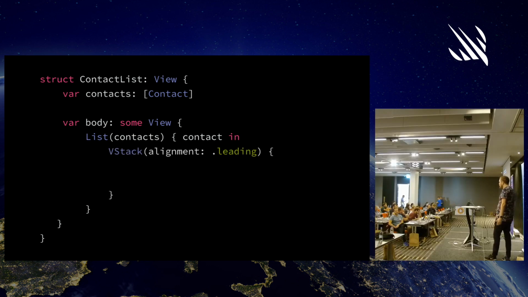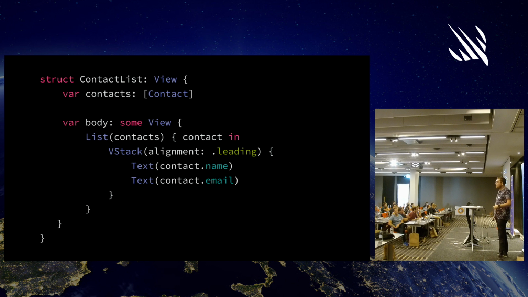So to do that, we're going to use the VStack type, which is a vertical stack. We're going to align all of our elements to the leading edge, which for left to right languages would mean on the left edge. And then we're going to create two pieces of text, one for the name of each contact and one for the email address of that contact.